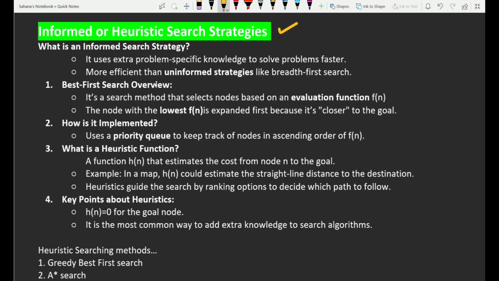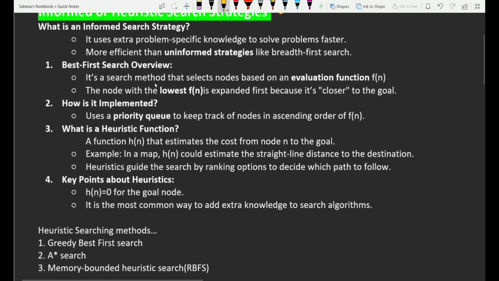Now we will discuss informed or heuristic search strategies. What is an informed strategy? An informed search strategy uses extra problem-specific knowledge to solve problems faster. It is more efficient than uninformed strategies like BFS, because in uninformed search we don't have any extra knowledge about the problem. In informed search, we have the extra information so that we can reach the goal node faster. That is very useful in informed search strategies.